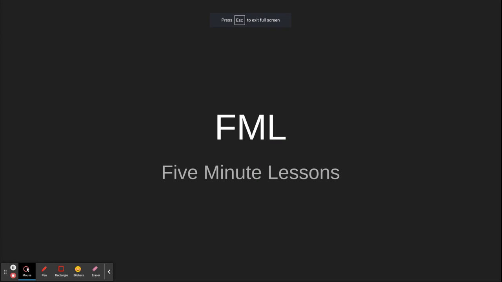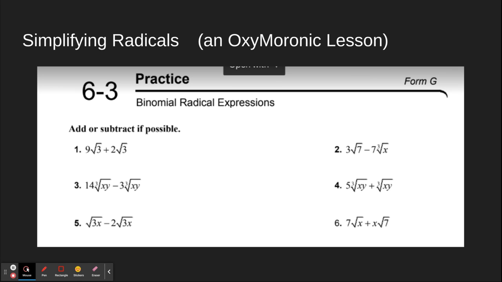All right, 5-minute lessons. We're moving on. 6-3, binomial radical expressions. Let's just make sure we know what this means. Binomial means two terms, and radical means two terms that involve square roots. No big deal. Just consider this 9x plus 2x.